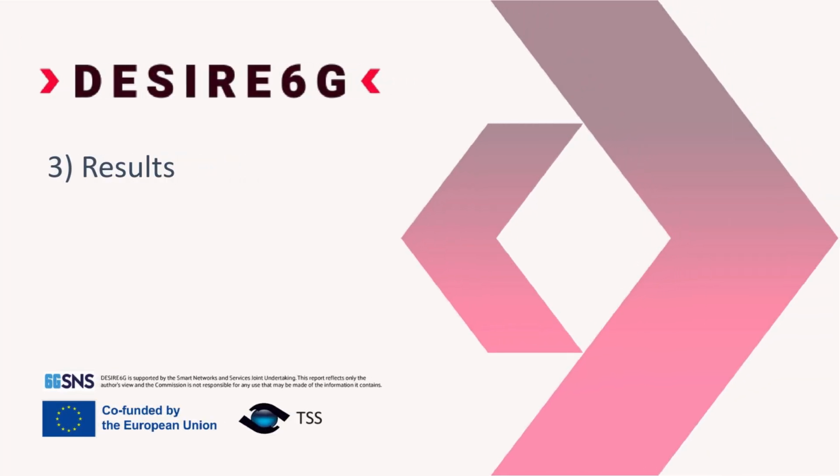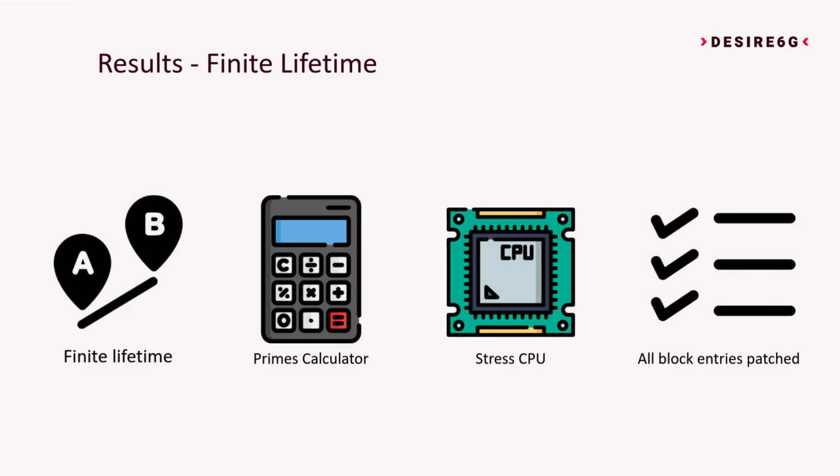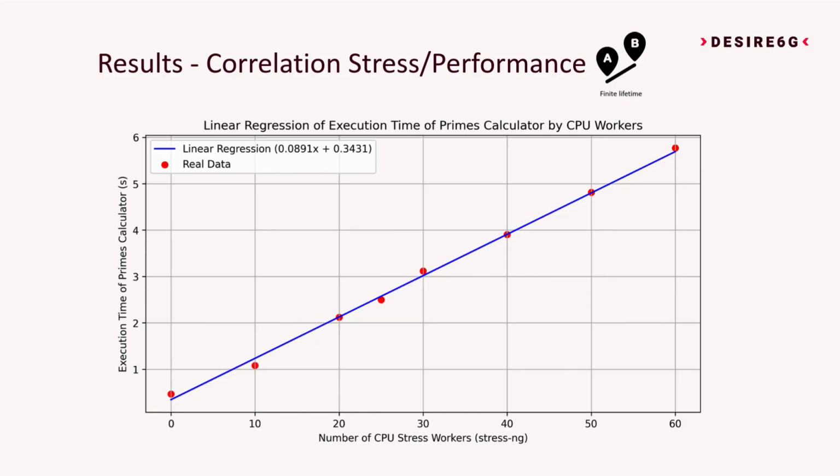With the test setup clear, we can now dive into the results we've gathered so far. First, let's look at some results from our finite lifetime program tests. In this case, we applied CPU stress to the machine running our Prime calculator with every block entry instrumented. The goal was to determine whether the program's performance could be correlated to the stress applied to the system. This graph shows the total time required to calculate the first 1 million prime numbers, plotted against the number of CPU stress workers on the machine.